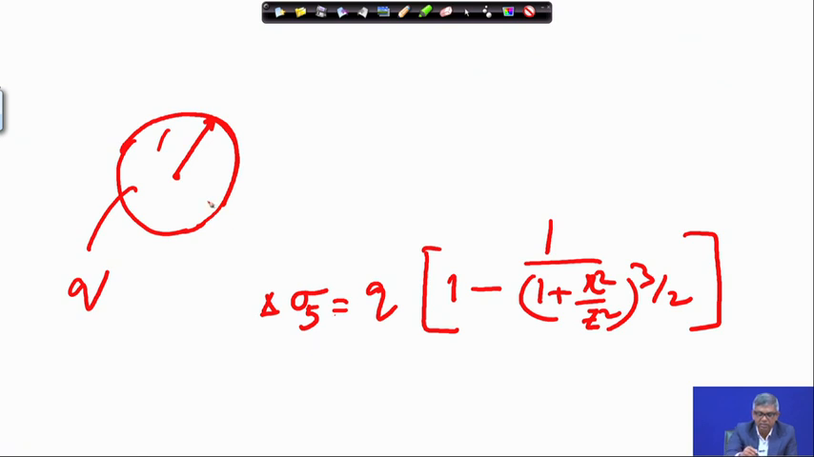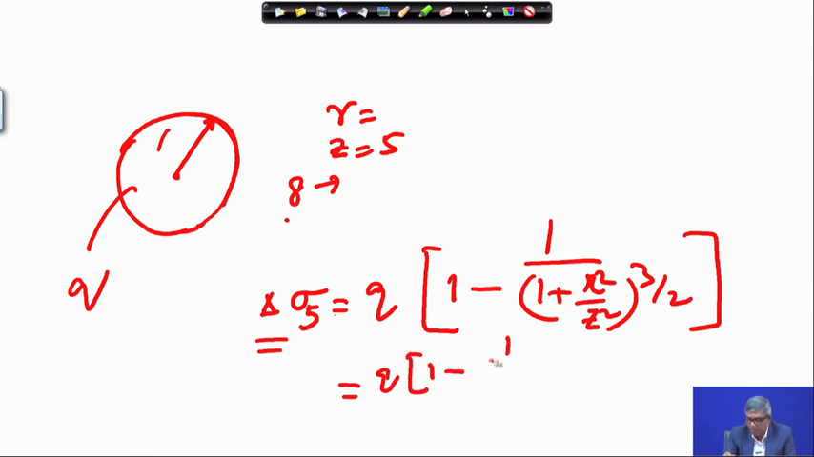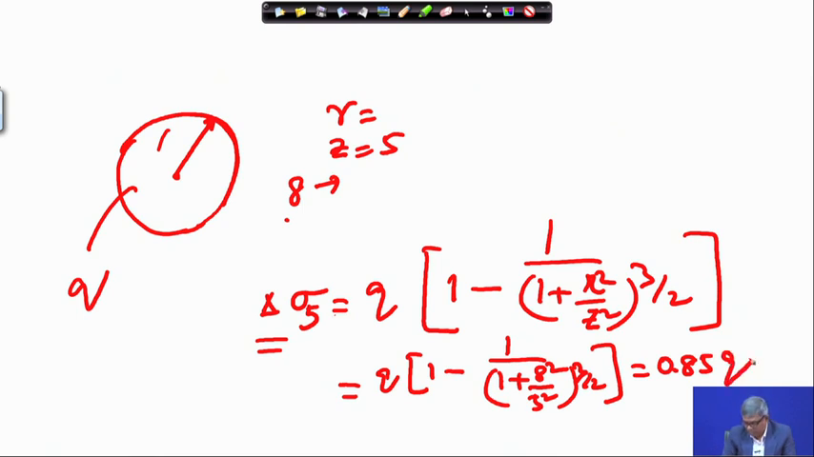So, if I assume first the 8 meter radius of the footing, r equal to 8 and z equal to 5, and put in this equation, then I will get delta sigma 5, that means the pressure increase at a depth 5 meter. That equals q into 1 minus 1 by (1 plus 8 square by 5 square) to the power 3 by 2, and if I simplify, I will get 0.85 q. Q I do not know right now, so at the end I will multiply with q.